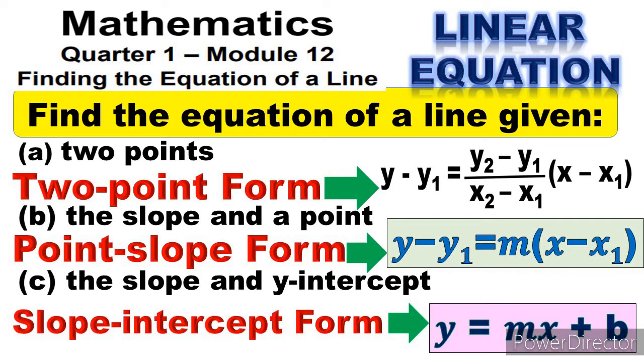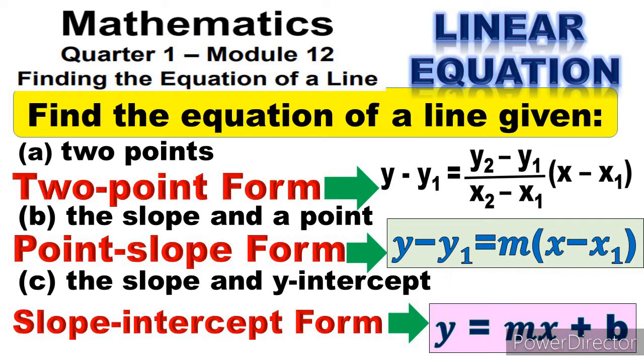So, given ang slope at given ang isang point. And that is what we call point-slope form. Okay, and we're going to use y minus y sub 1 equals m times x minus x sub 1.